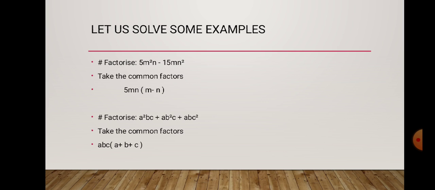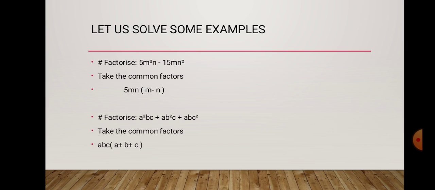And in the first term, what is left? When we take 5mn, only m is left, because it was m square. So when we take m outside, only 1m is left. Whatever the sign is, it is the sign of subtraction, so we put the sign of subtraction here. And after that, in the second term, 15mn square, what will we write? 3n.